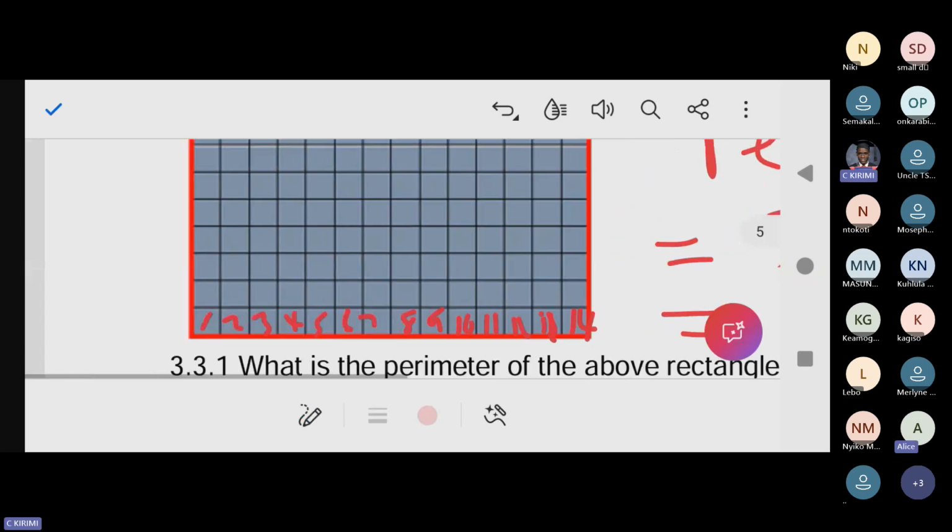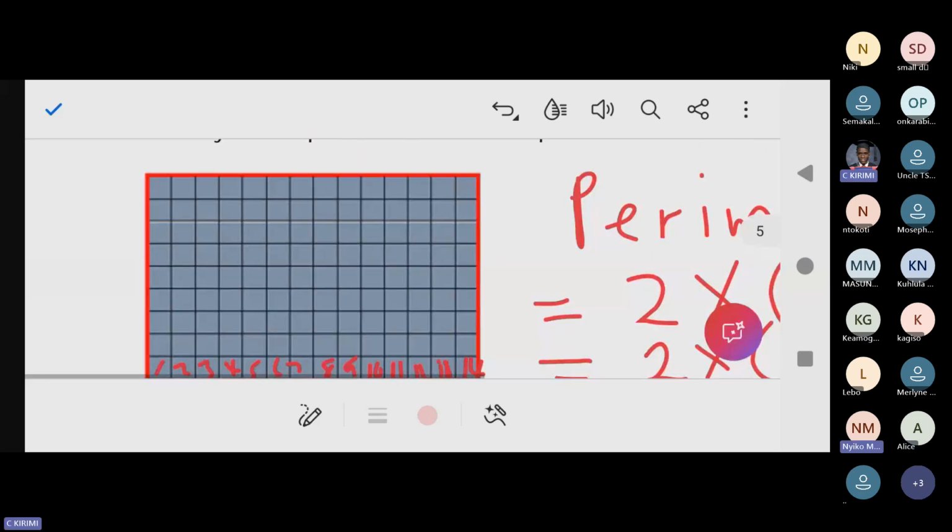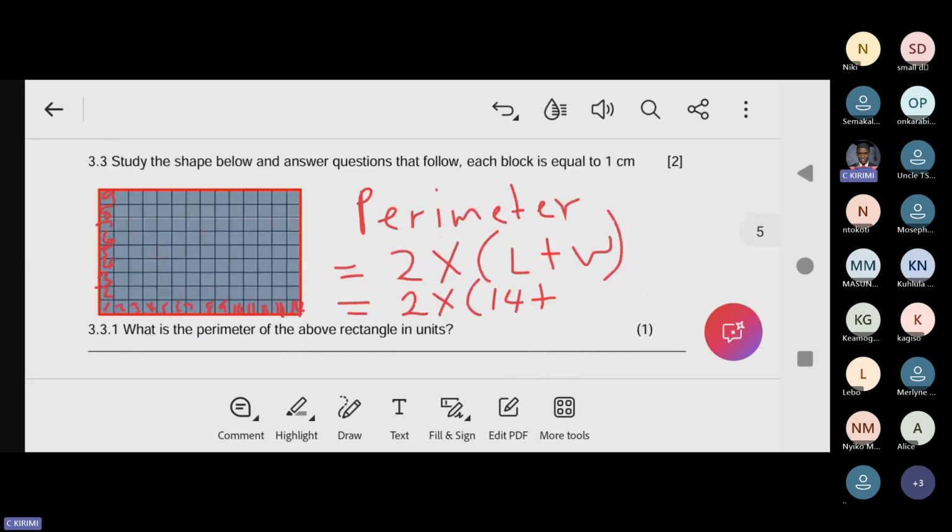You come again and check how many boxes going upwards. 1, 2, 3, 4, 5, 6, 7, 8, 9. 9.